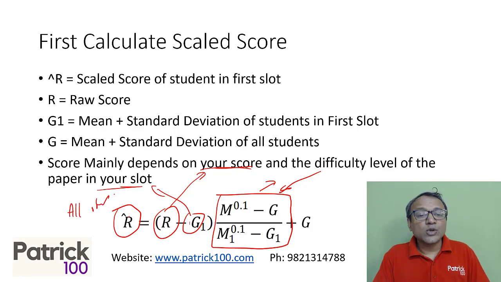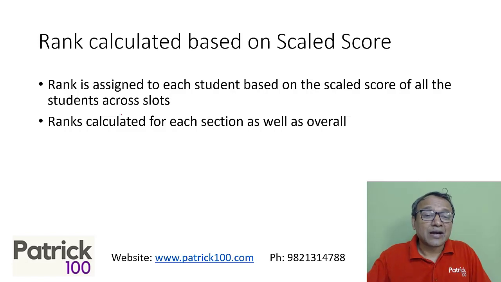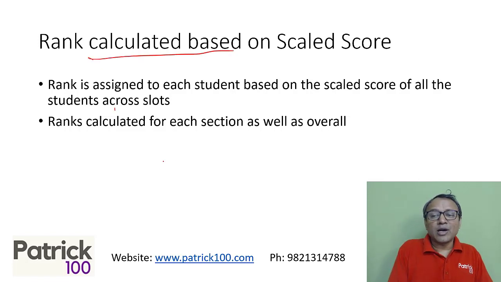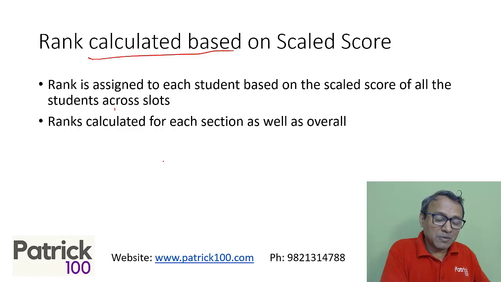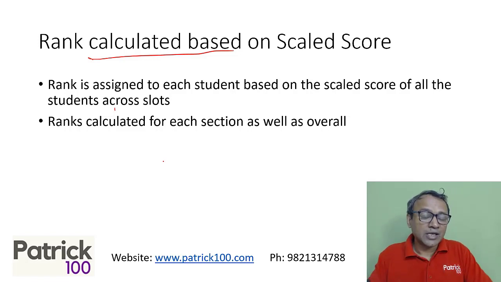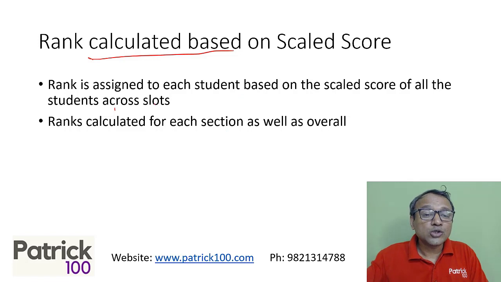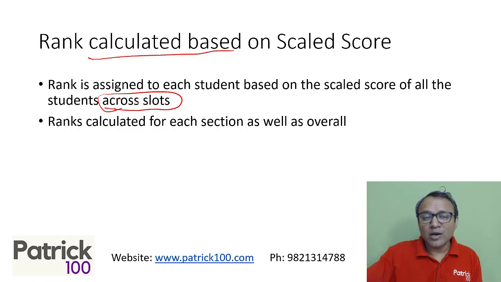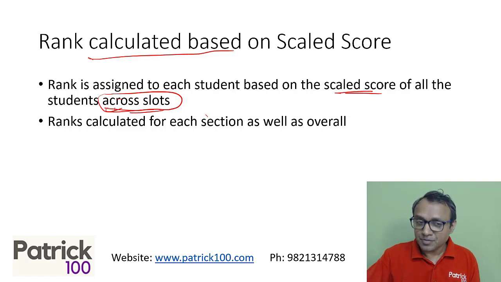Once the scale score is calculated, all the students are ranked. It does not depend on only the slot, where people from the first slot are ranked separately and people from the second slot are ranked separately. No, all the students across slots are taken, and their scale scores are considered. Whoever's scale score is highest is rank 1, next rank 2, next rank 3, and accordingly they are ranked. So each student is ranked based on the scale score.